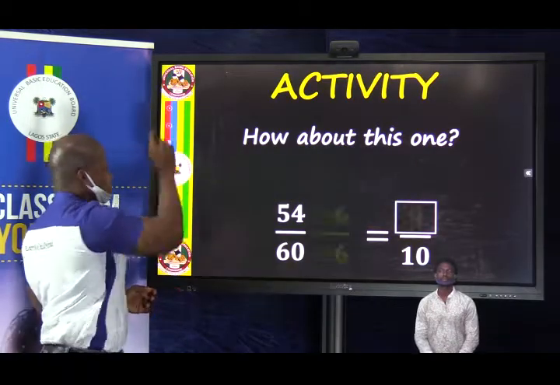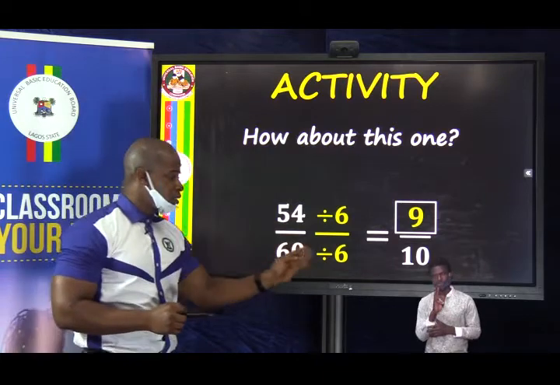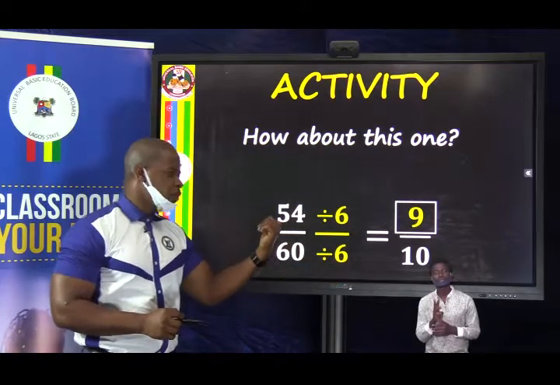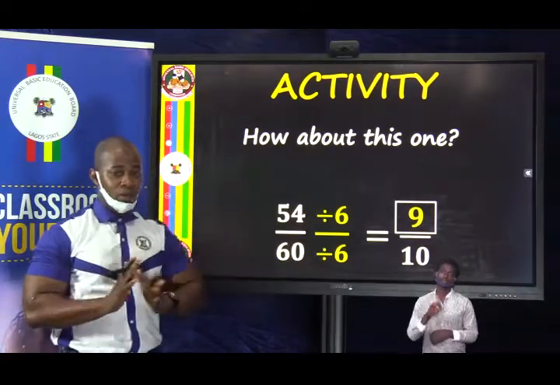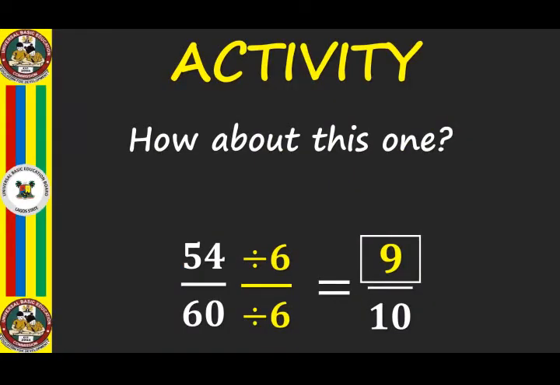Let's check it out. That, my friend, will be 6. 60 divided by 6 will give me 10. So 54 will also be divided by 6, and I will get 9. I'm sure that we'll have that in order.